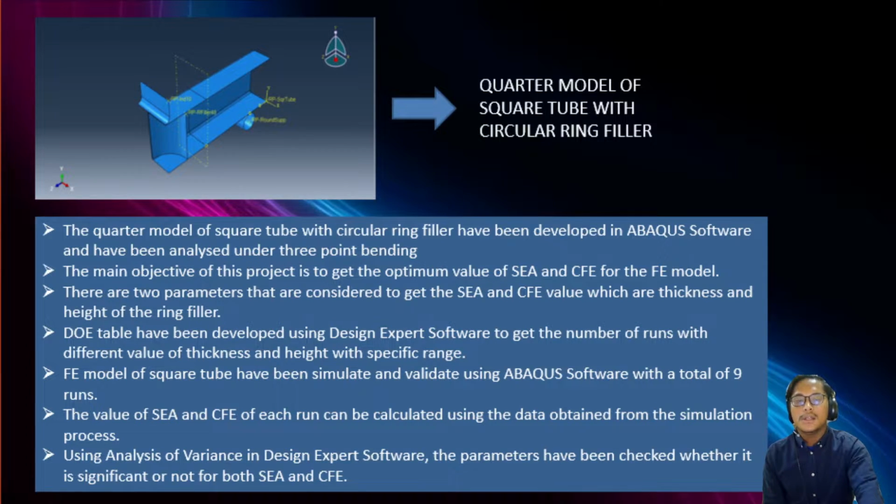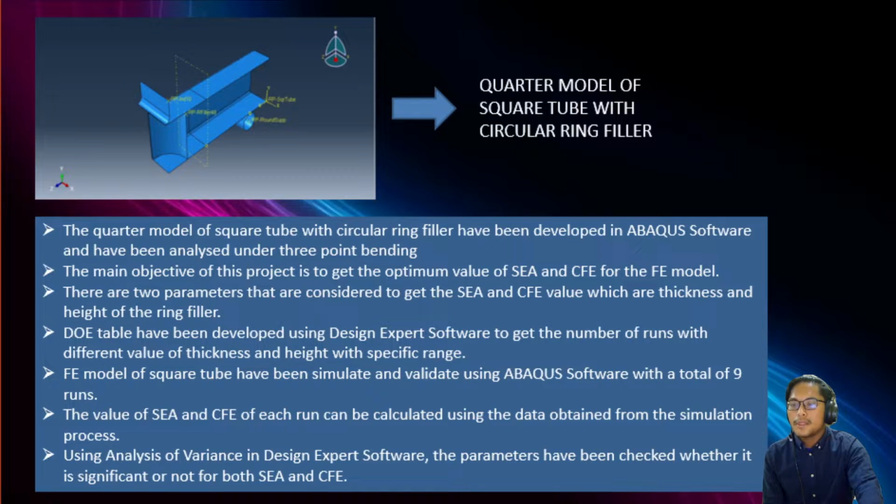In this project, the quarter model of square tube with circular ring filler has been developed in Abaqus software and analyzed under 3-point bending. The main objective of this project is to get the optimum value of SEA and CFE for the FE model.